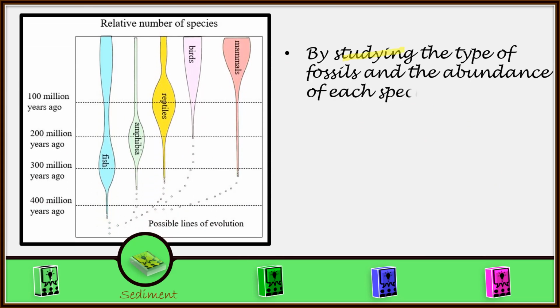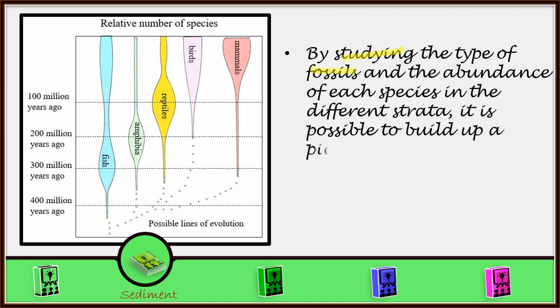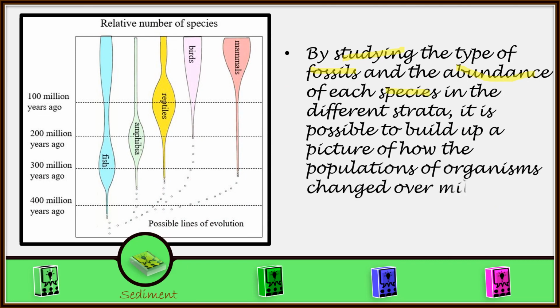By studying the types of fossils and the abundance of each species in the different strata, it is possible to build a picture of how the population of organisms changed over millions of years. So when we study the fossils and their abundance in the different strata, it can give us a clear picture of how the population of organisms changed over millions of years.